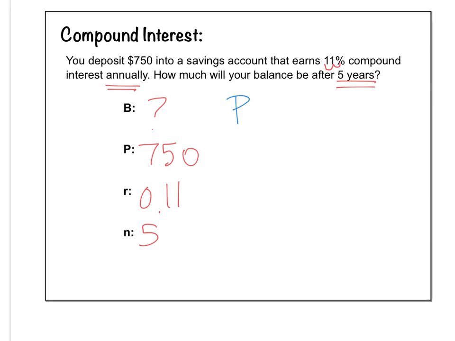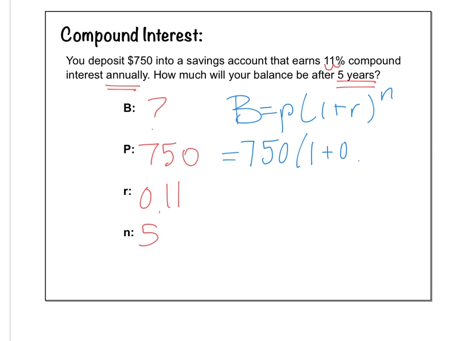So if I start with my formula, P(1 plus R) to the N, that looks like for me 750 times (1 plus 0.11) all to the 5th power. Remember, when you are doing it in your calculator, I would recommend doing this part first. So do 1 plus 0.11, get that answer, take it to the 5th power, and press enter. Once you have that number, then multiply it by 750.